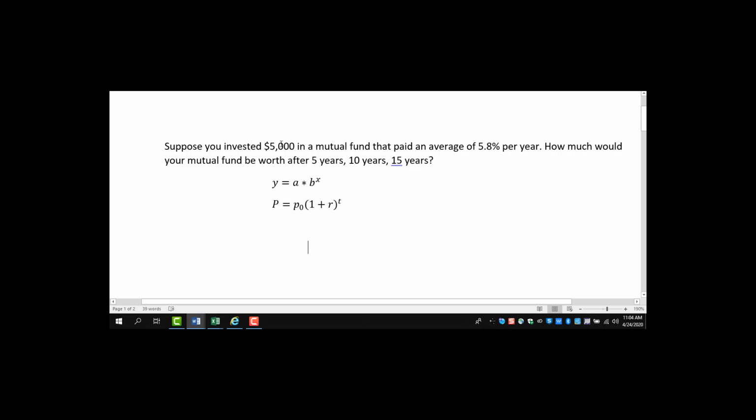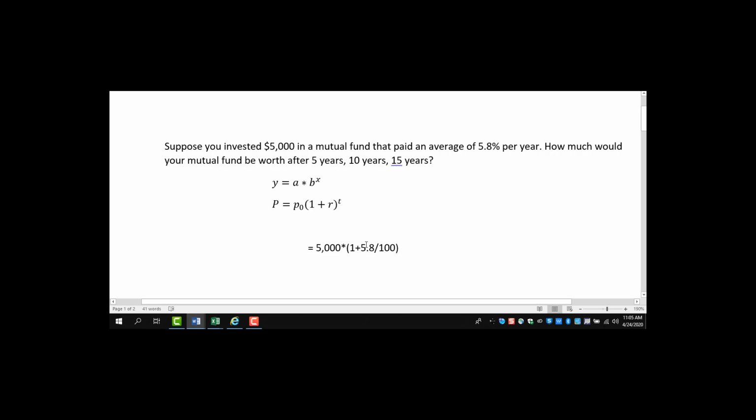So let's do this for 5 years. Here's our starting value. Right after 5 years, we're going to have the starting value times, we're going to be increasing by 5.8% per year. So it's 1 plus 5.8 over 100, raised to the, in this case I'm going to do 5 years, but I'm going to do it this way.